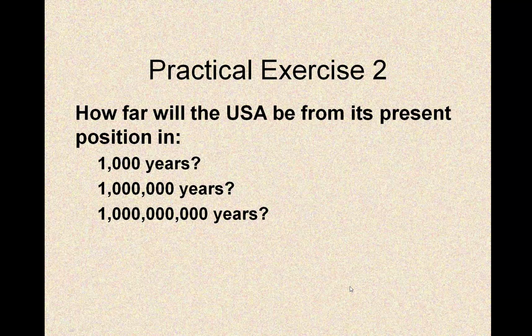And then how far will USA be from its present position? If it's 1,000 years, they're going 3 centimeters per year away from Asia. You'd actually expect to multiply this number by 3, and that number by 3, and that number by 3, and you can come up with a relatively easy answer.